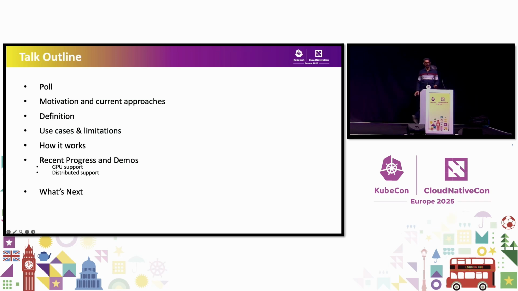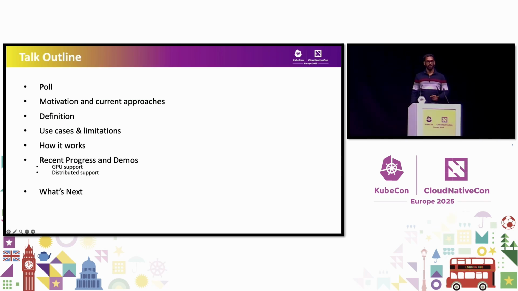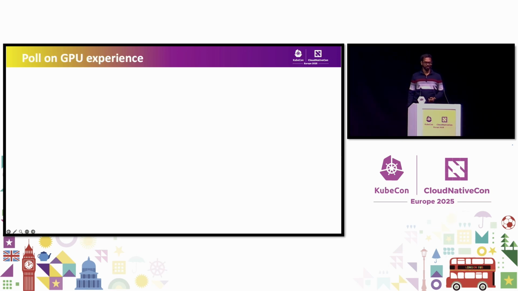In today's talk, we'll start off with a brief poll, then talk about the motivation for why we want to do this approach and what are the other current approaches that people are taking to address these problems. Then we'll define what infra-level transparent checkpointing is, talk about use cases and limitations, and then Bernie will share about how it works and show some cool demos to see this in action. And we'll also talk about some open areas that we could address together as a community.